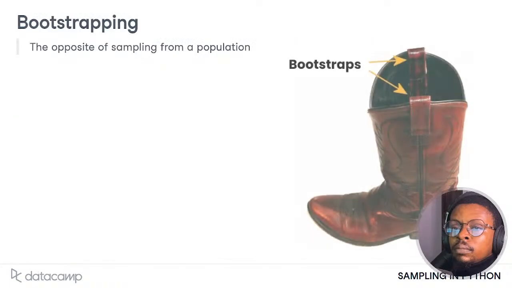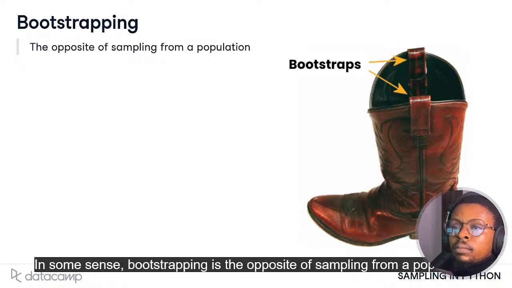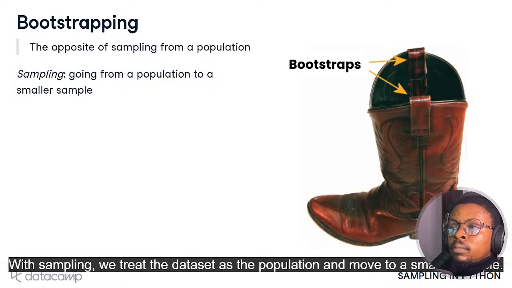We're going to use resampling for a technique called bootstrapping. In some sense, bootstrapping is the opposite of sampling from a population. With sampling, we treat the dataset as the population and move to a smaller sample.